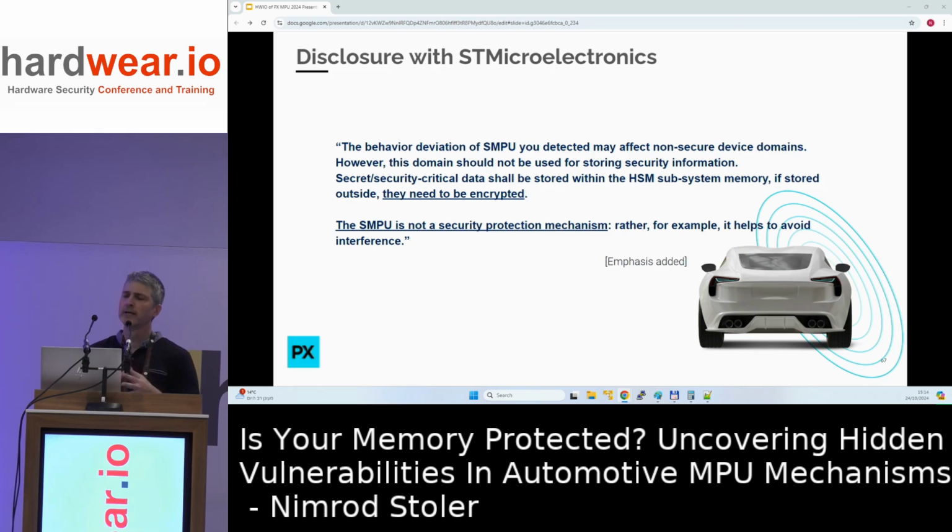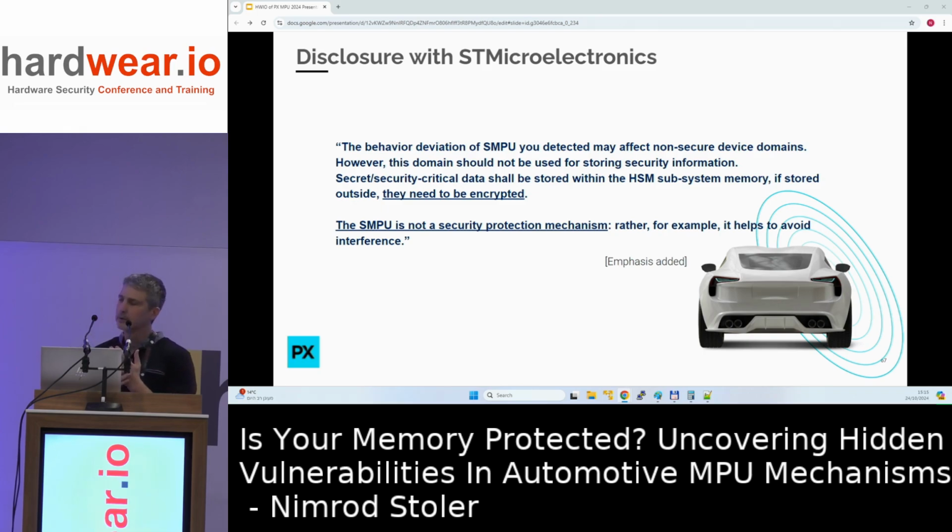The behavior deviation of SMPU you detected may affect non-secure device domains. However, this domain should not be used for storing security information. Security information shall be stored within the HSM subsystem. If stored outside, they need to be encrypted. And of course, they added, the SMPU is not a security protection mechanism. Rather, it helps to avoid interference. Well, we cannot agree to that, of course.